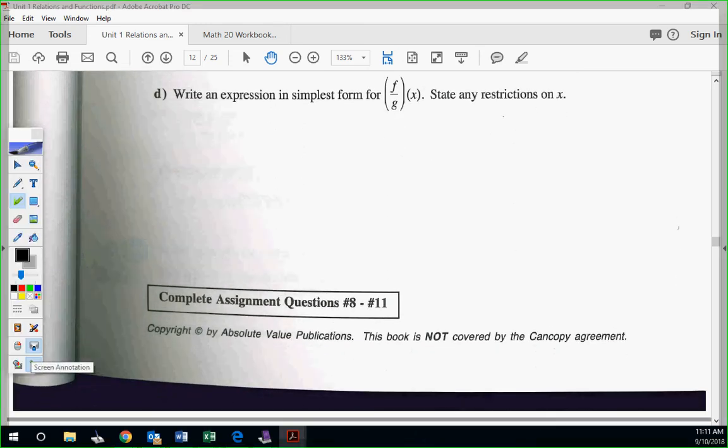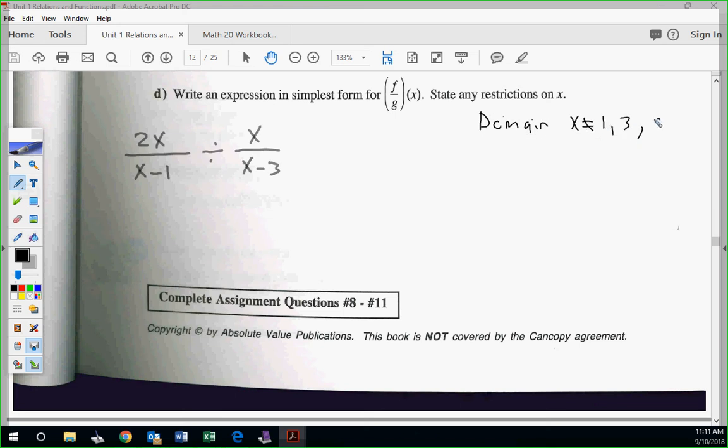So we got 2x, x minus 1, divided by x over x minus 3. So there's your f divided by your g. Before we simplify, I think it's easier to state your domain, because I know these are the bad spots. So what is my domain now? x can't equal 1, 3, and 0, yes. Don't worry about the plus or minus. So we picked up a restriction by dividing.